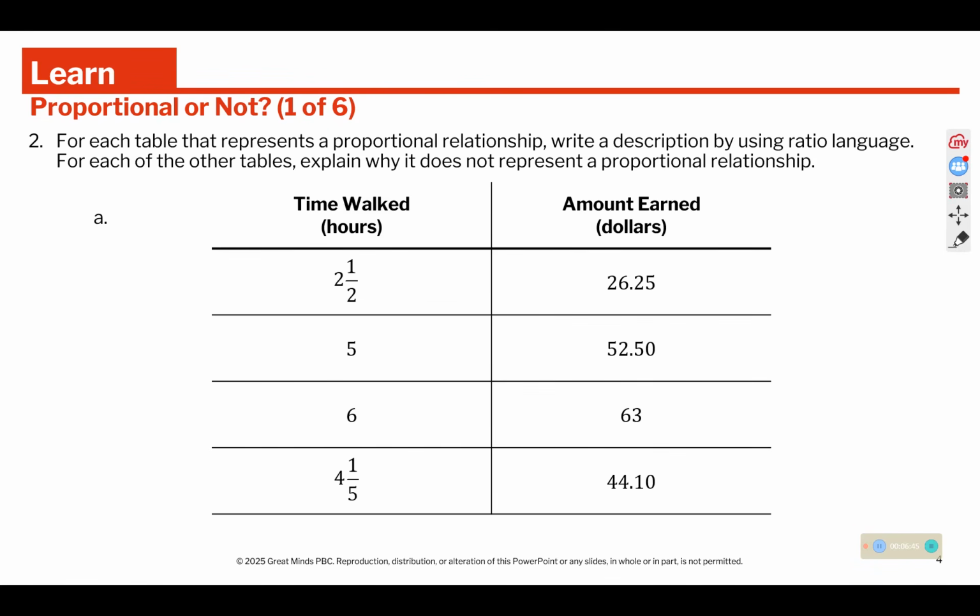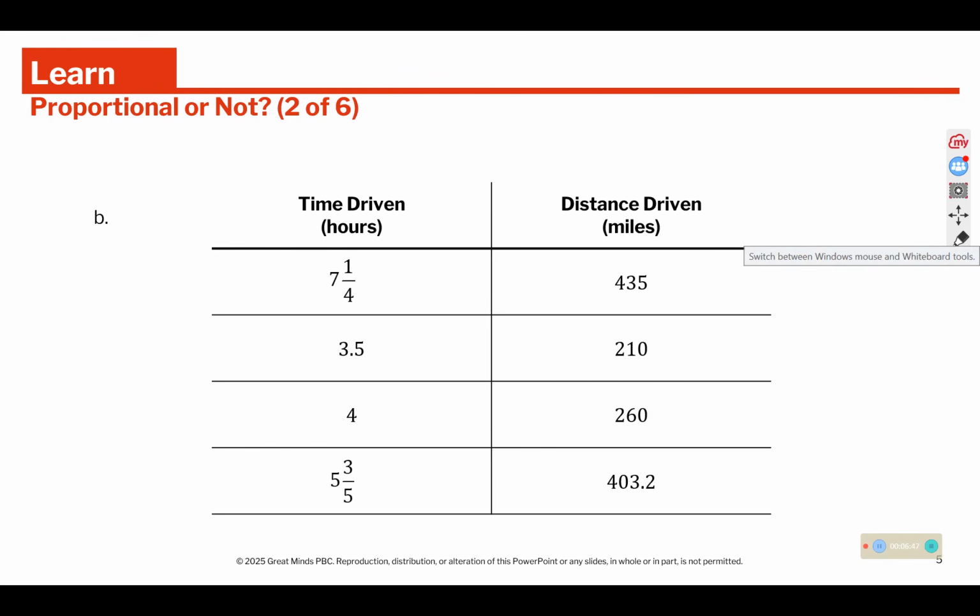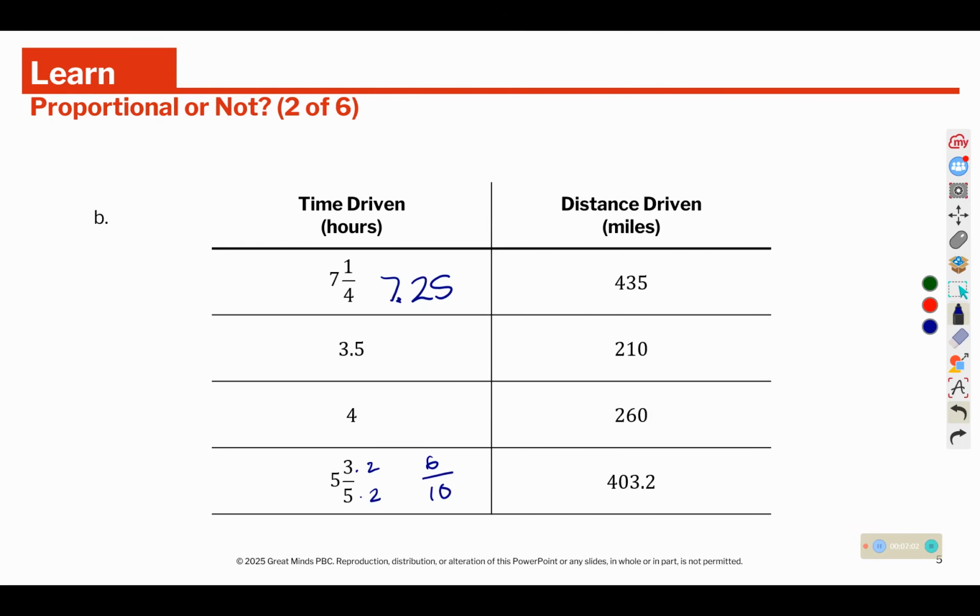Now let's look at the table for B. We can write 7 and a quarter. A quarter is worth 25 cents, so we could write this as 7.25. 3/5, if we wanted to turn it into tenths, that would be 6 tenths. So 5.6.